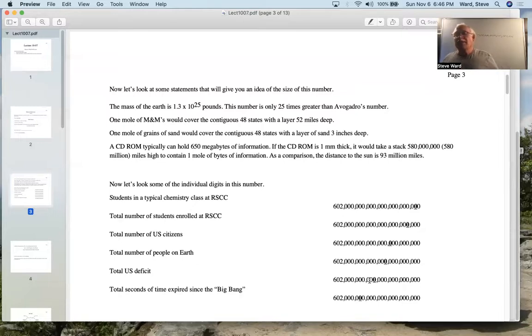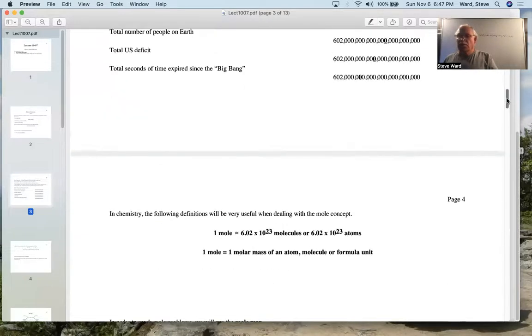The total time that has expanded since the Big Bang, since creation occurred, and we won't get into how that occurred, is only this many seconds. 14 billion years is only that many seconds. Okay? This is a very large number.